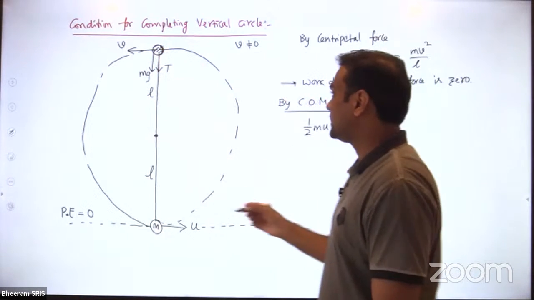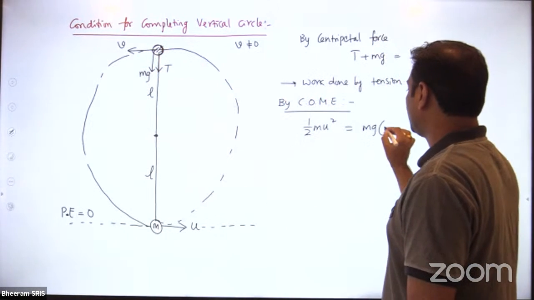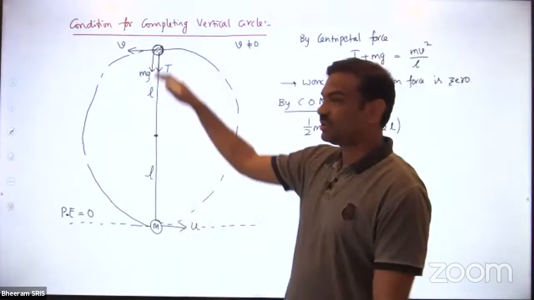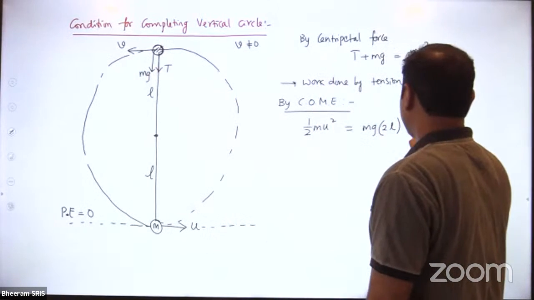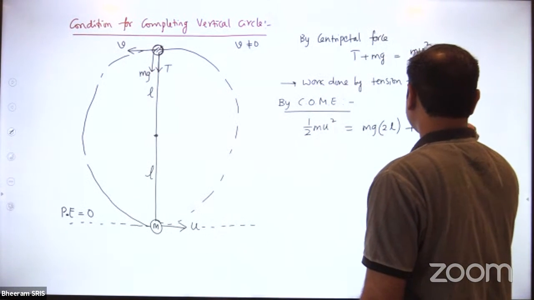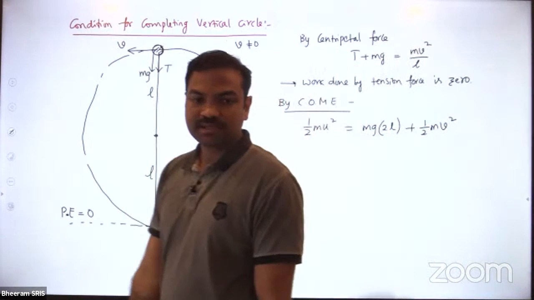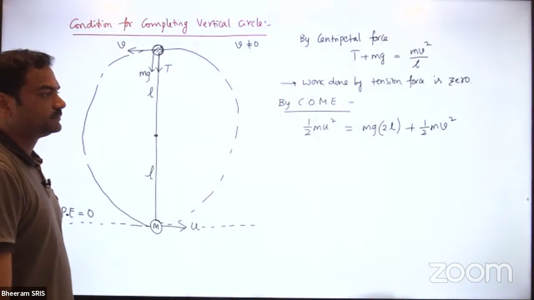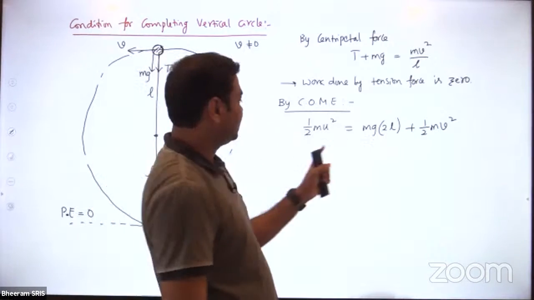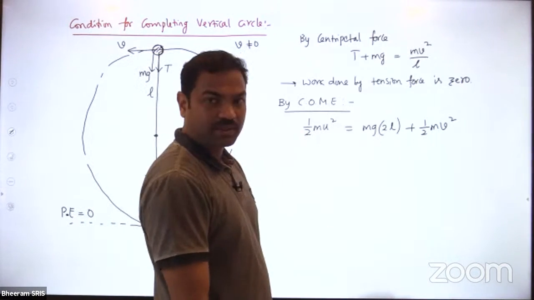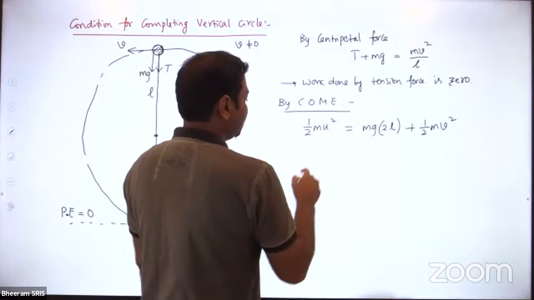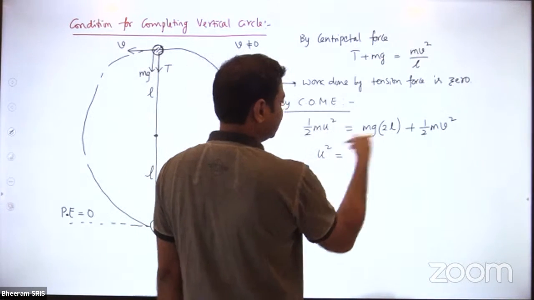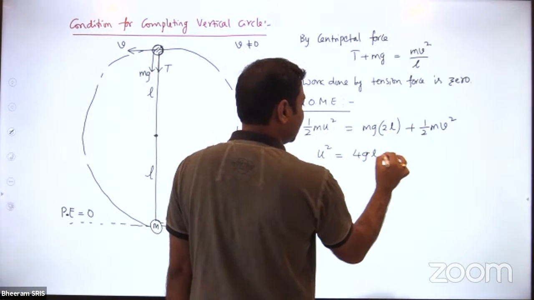So what is the potential energy I can write? mg into 2L, because the height from the zero level is 2L, plus kinetic energy, which is half mv squared. Now I can make one more equation: multiply by 2 and cancel the m, then u squared is equal to 4gL plus v squared.